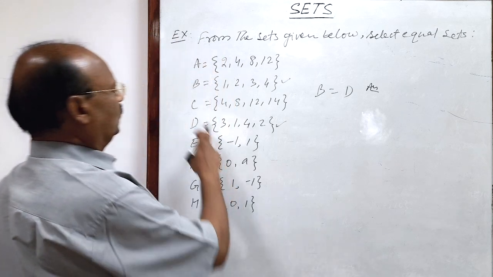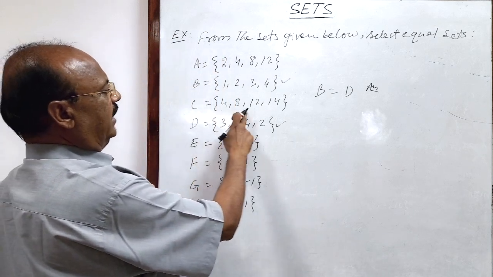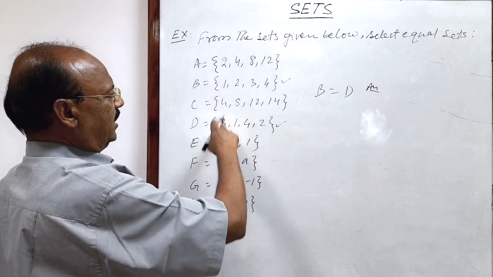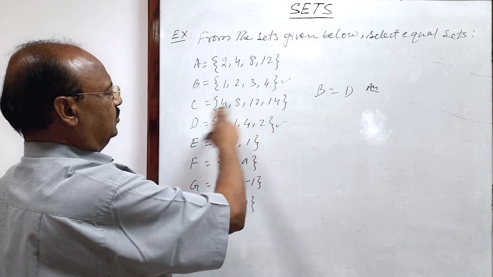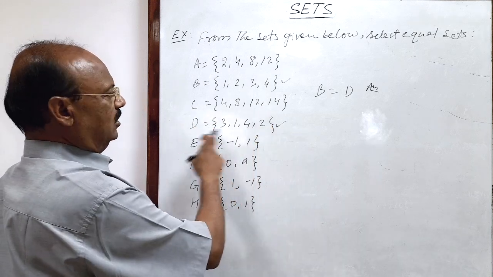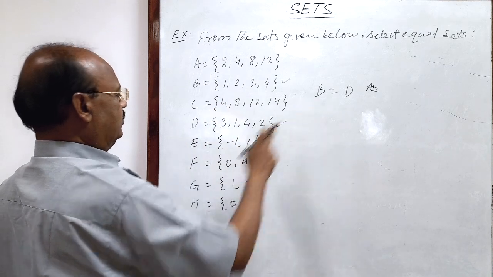Now we see set C: 4, 8, 12, 14. There is no other set here which has all these four elements. So set C is not equal to any other set. D we have already considered, B is equal to D.